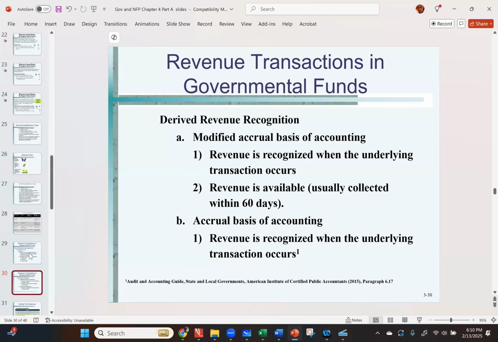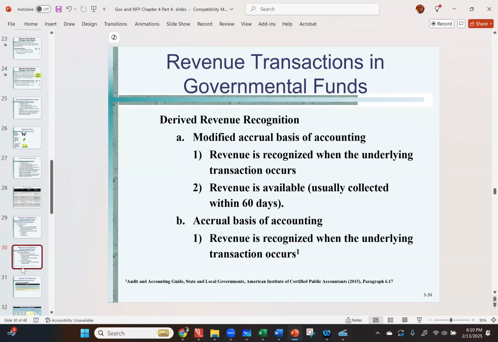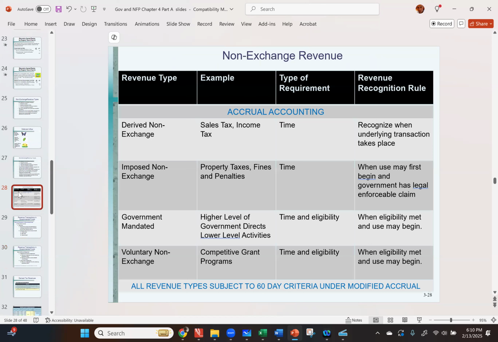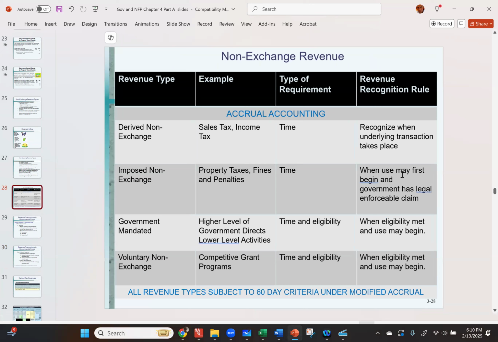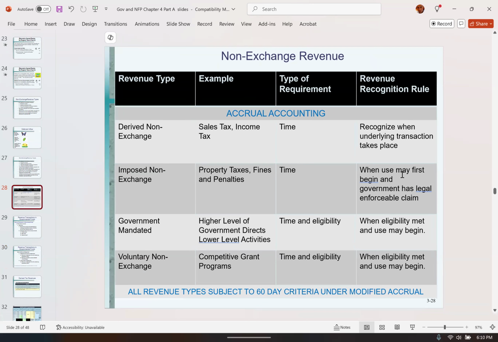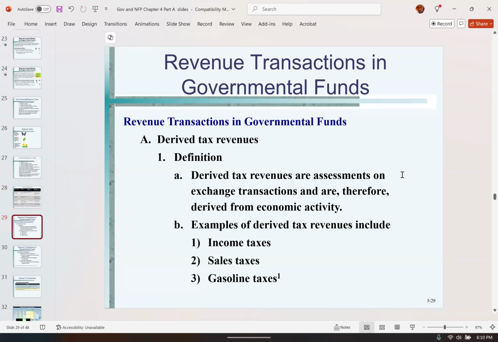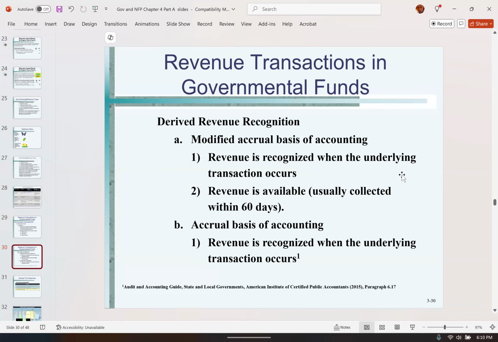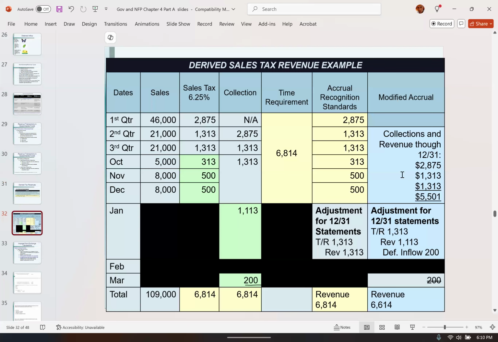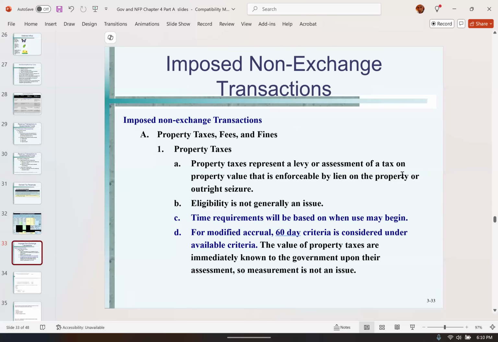Now, that would be my imposed non-exchange, right? When use may begin. And in that little example, I said when use may begin, and it was 2019. Even though they mailed the tax bills out in 2018, it didn't matter. It was when use may begin. Okay, so that's the example of imposed, and we saw that detailed example.